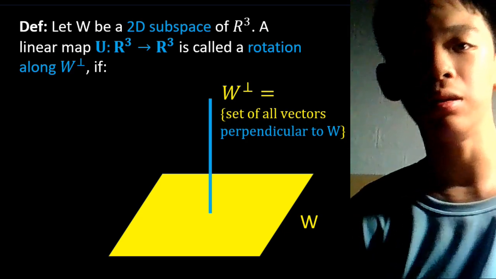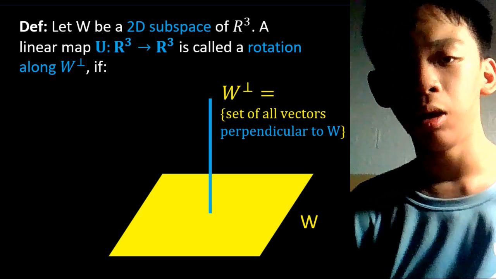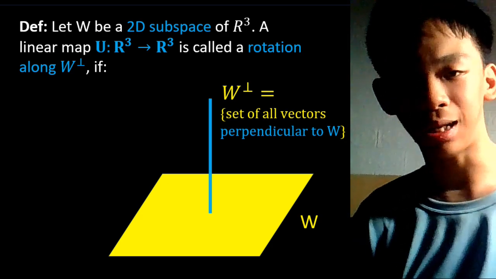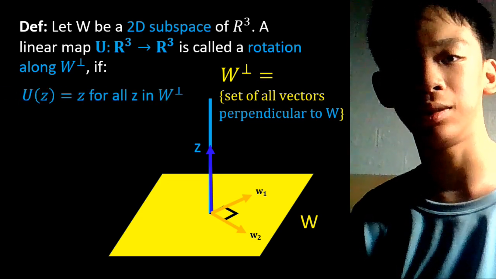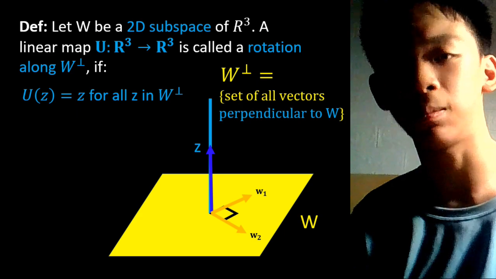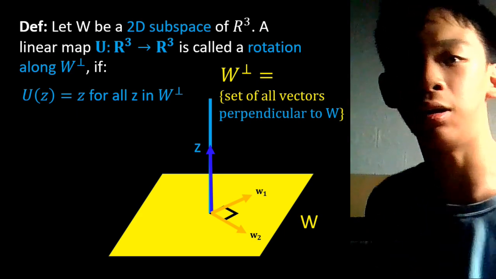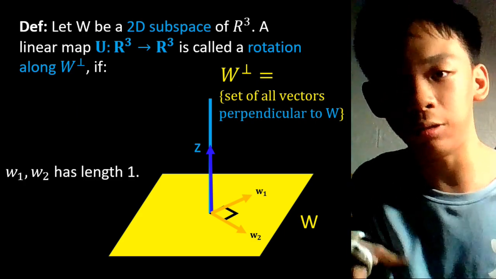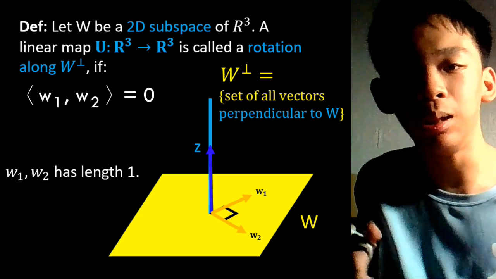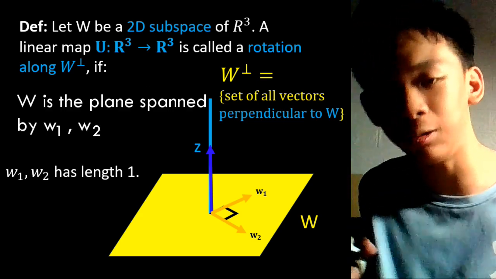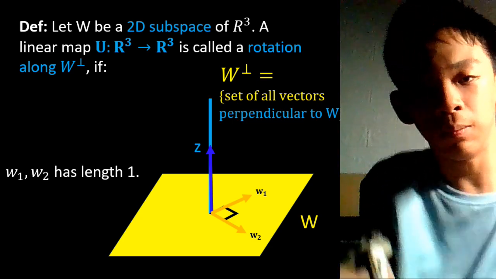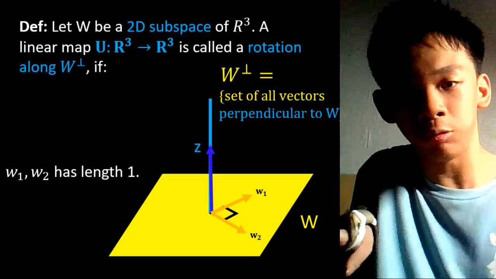In R3, we represent a unitary operator with a rotation along a particular axis, W perp, where W is a subspace of R3 with dimension 2. Vectors on this axis map to themselves, so U of c equals c for all c in the axis, hence c has an eigenvalue of 1. We may choose W1 and W2, both vectors in W, to be orthonormal. That is, the inner product of W1 with W2 is 0, and they span the subspace W. And the norms of W1 and W2 are both equal to 1.